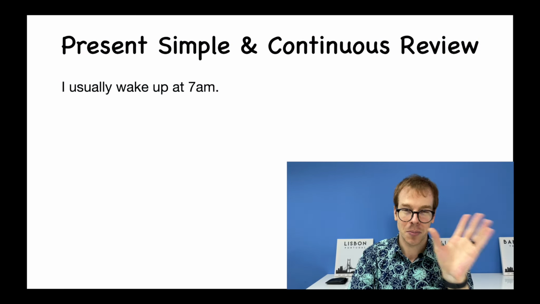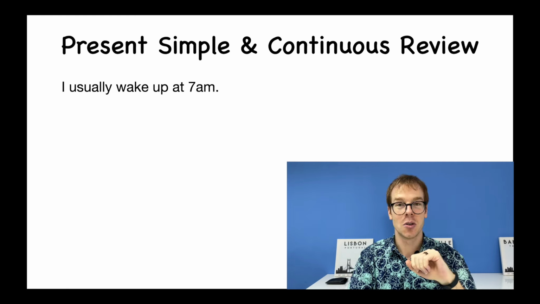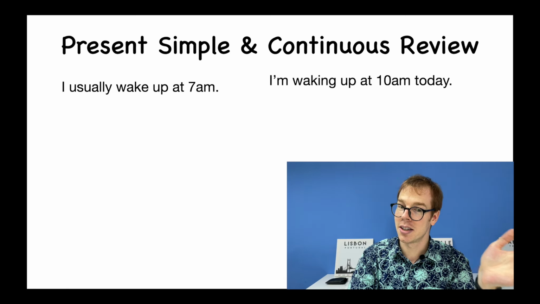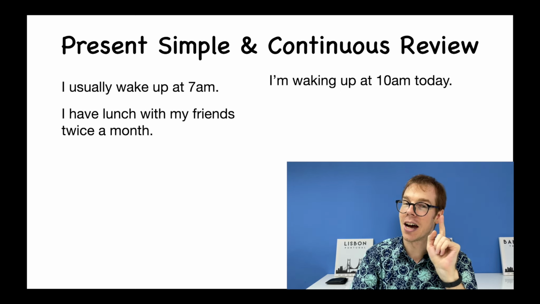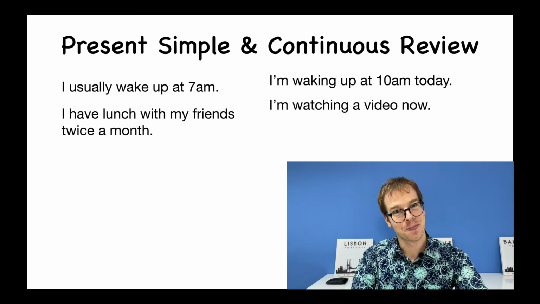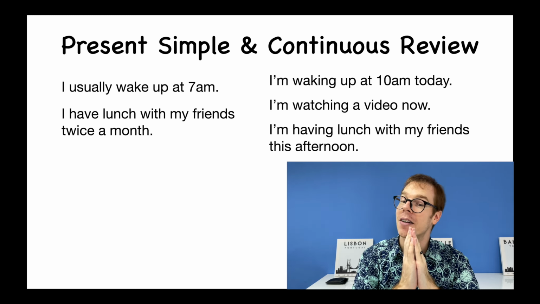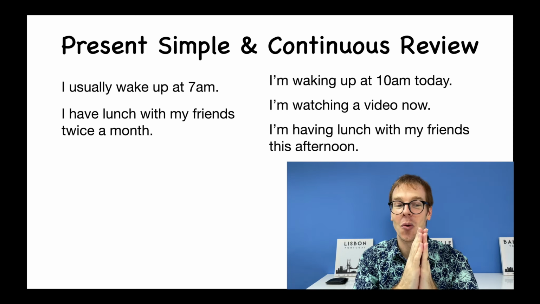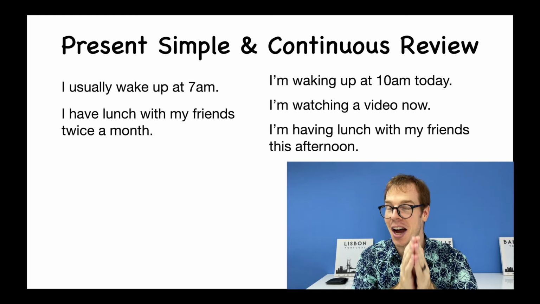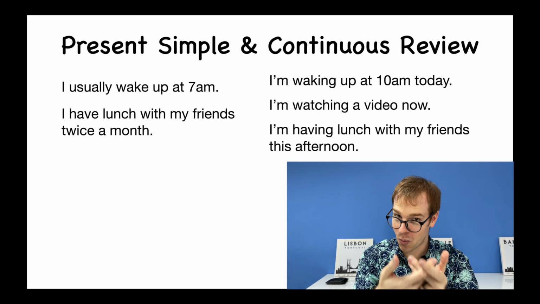First, I'm going to show you some different sentences. So as I put these on the screen, take a look. First one, I usually wake up at 7 a.m. Second one, I'm waking up at 10 a.m. today. Third, I have lunch with my friends twice a month. Fourth, I'm watching a video now. Fifth, I'm having lunch with my friends this afternoon. So you might notice that on one side, I'm using the present simple, and on the other side, I'm using the present continuous. So, do you know why?